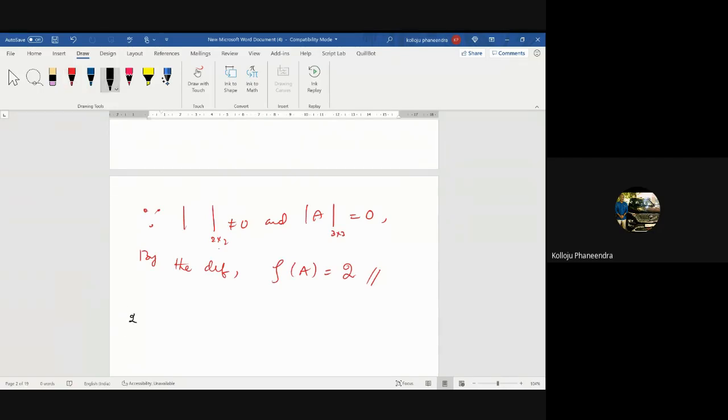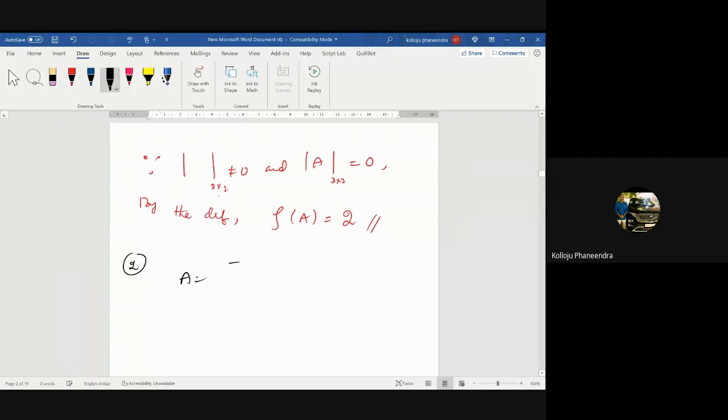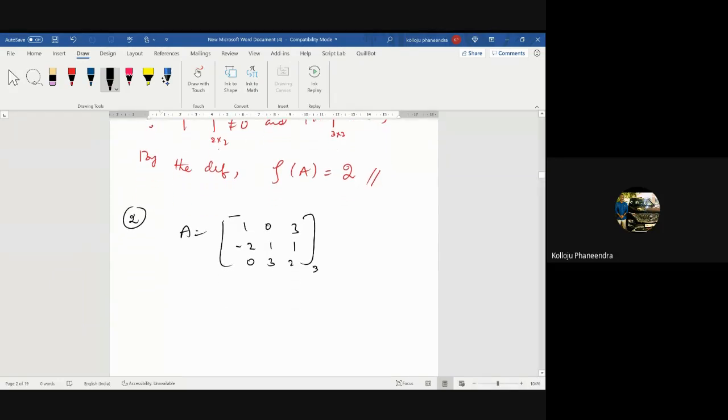Now let us see one more example to make it clear. A equal to, let me take 1, 0, 3, randomly, whatever it is, minus 2, 1, 1, 0, 3, some 2. It is a 3 by 3 matrix. After square matrices, I will tell rectangular matrices. First, what is the maximum order of the matrix? 3. So find its determinant. Always find its determinant. This is 1 into 2 minus 3, negative 1. The second one is obviously 0, and the 3 into minus 6 minus 0, that is minus 18.